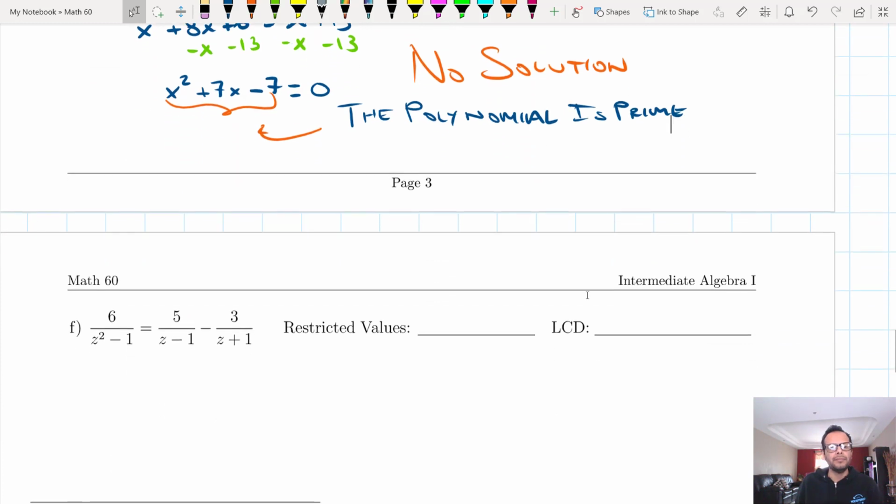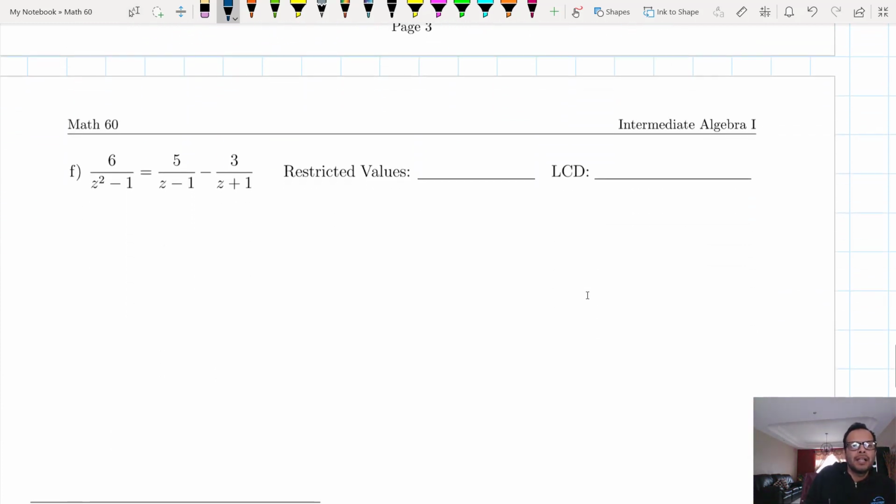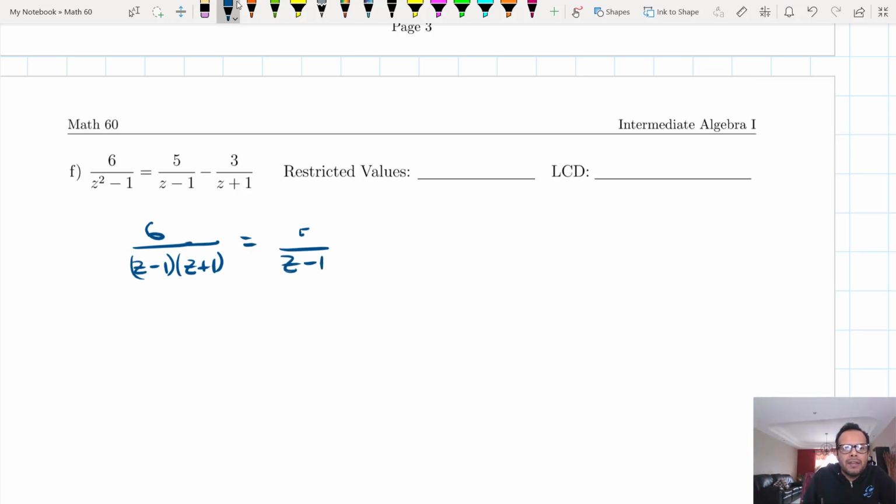All right, the following example has one to three terms again, right? Let's see. Okay, number one, let's write down all the denominators in factor form. So in this case, the first denominator, that is the denominator on the left-hand side, we have a difference of squares, which can be factored as 6 over z minus 1 times z plus 1 equals 5 divided by z minus 1 minus 3 divided by z plus 1.